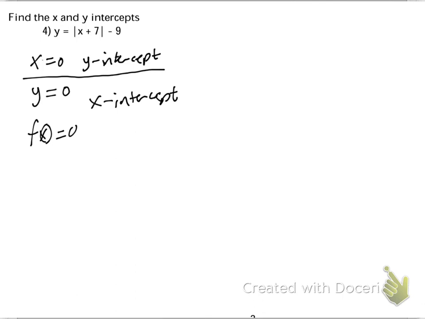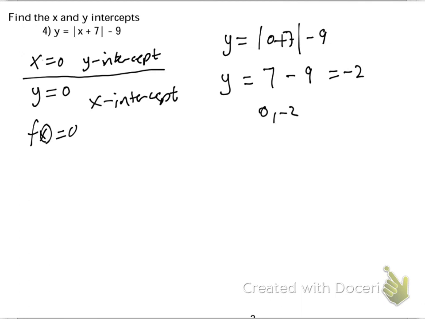It's slightly easier. So when x equals 0, y equals the absolute value of 0 plus 7, minus 9. Okay, well, the absolute value of 7 is just 7. Take away 9, that equals -2. Don't forget the absolute value of -7 is also positive 7. But anyway, so we have -2, so therefore my y-intercept is 0, -2. There you go.